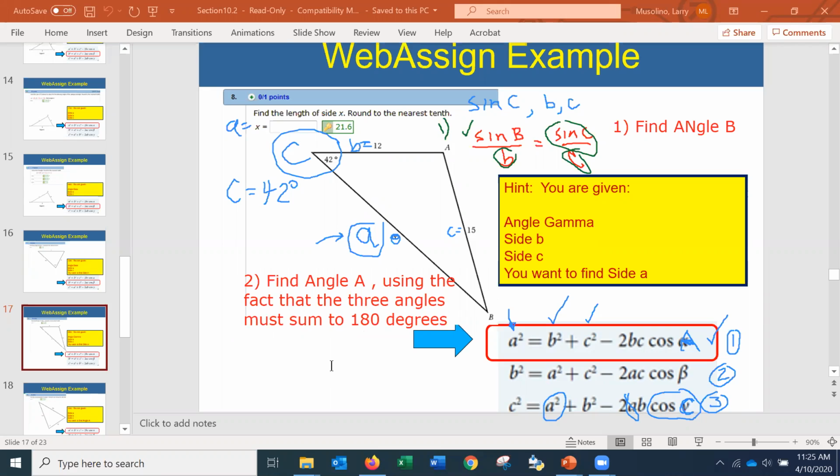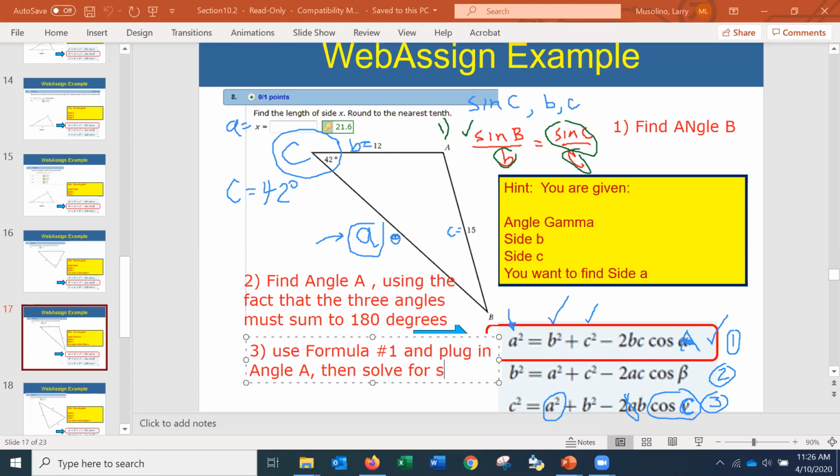Yeah. So that would let me figure out angle A, but I'm not done yet because I want to find side A. Well, to find side A, what I could do is step 3, use Formula 1 here that I circled and plug in angle A, then solve for side A.